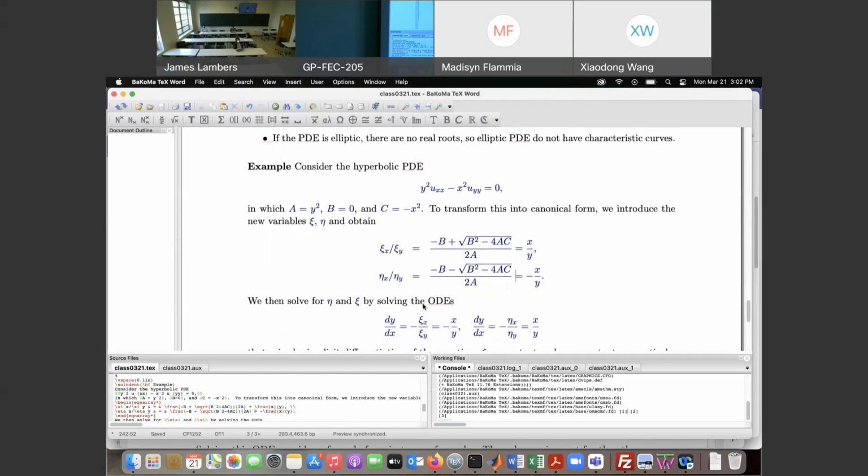So now, this is what we have in general. dy dx is equal to minus xi x over xi y. And so that's what I have. In this case, I have minus x over y. And I also have, in general, dy dx is minus eta x over eta y. In this case, that will give me x over y.